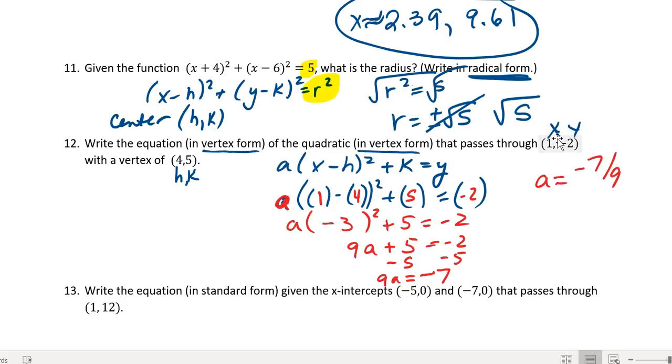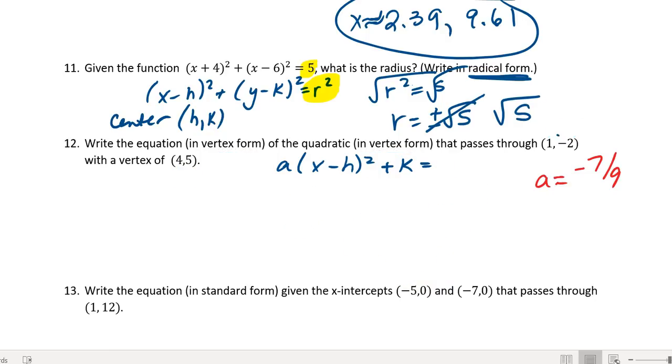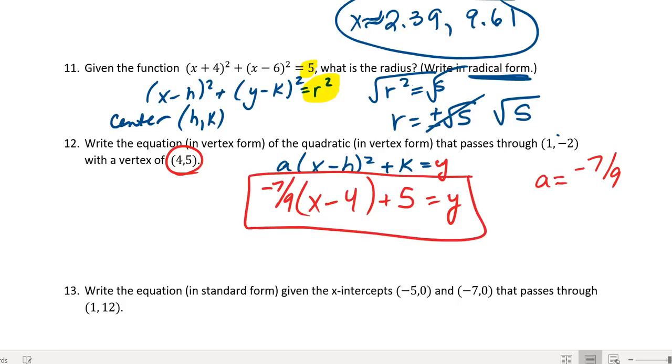But I'm not done. You must write the equation. And an equation needs to have an x and a y. So we're going to say what we started with at the very beginning. Our equation is in vertex form, and I'm going to replace a with negative 7/9. Notice I'm going to leave x and y just as x and y. And I'm going to put in my vertex because the vertex is always the vertex. So I'm going to say minus 4 and plus 5. And this is my equation in vertex form.